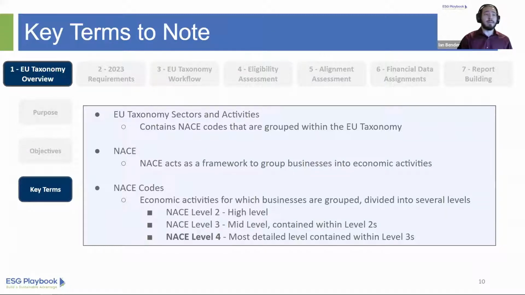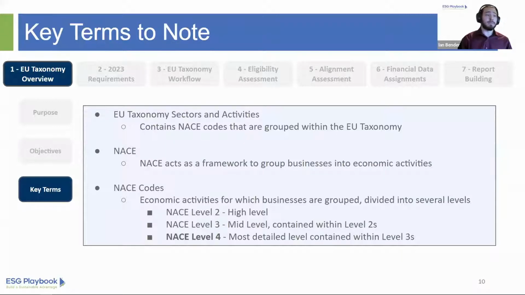The NACE level 3s, which are sort of mid-level, are contained within each level 2. And then we have our NACE level 4. These are the more detailed economic activities that are grouped within each level 3. So NACE breaks this down to help companies navigate its own classification system, using each level as a sort of guide to reach those level 4s. Because when we go through the eligibility assessment a little bit later, these level 4s are what we want to map our organization towards.